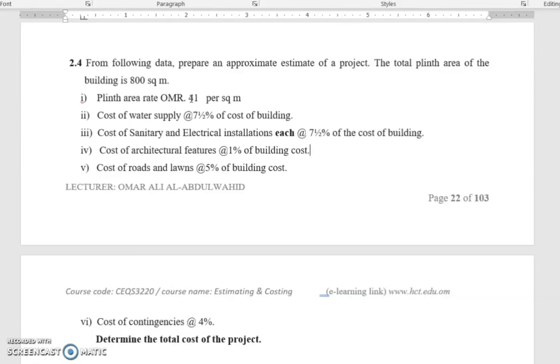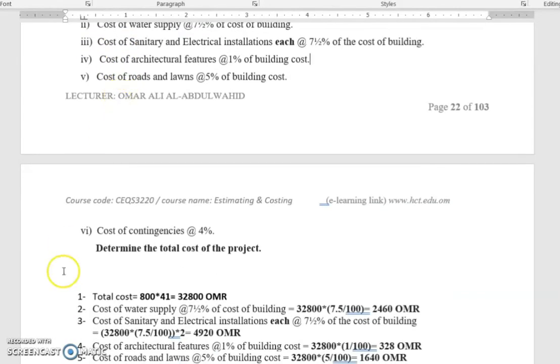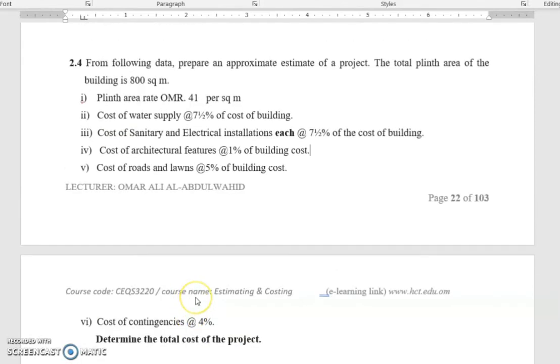41 riyals per square meter I have. We will multiply 41 into 800, we will get the cost of the building structure.